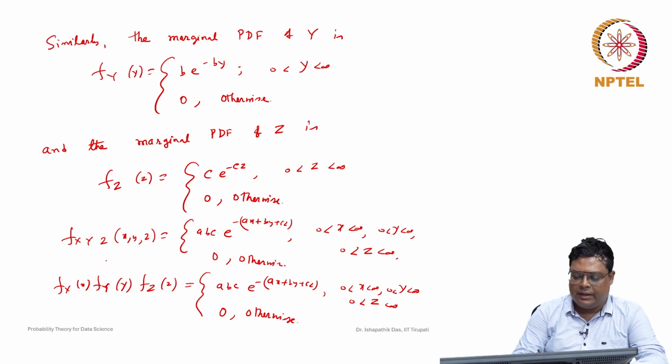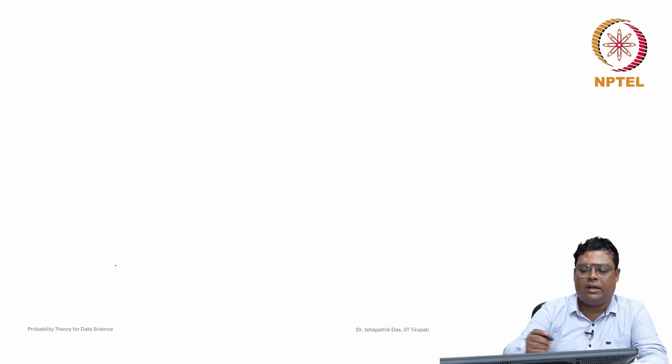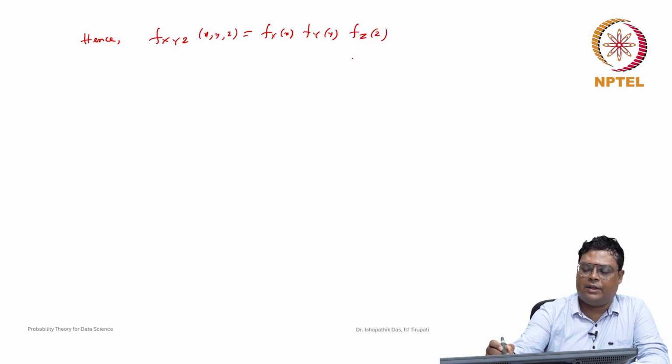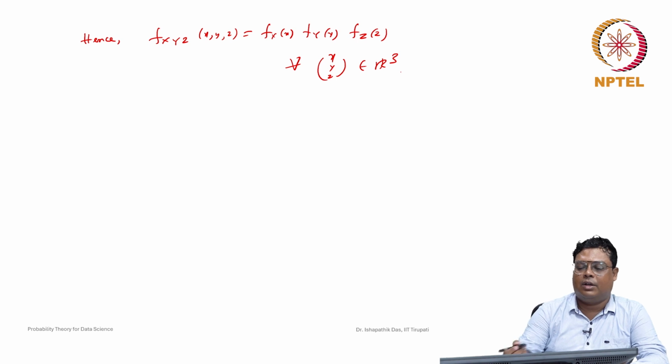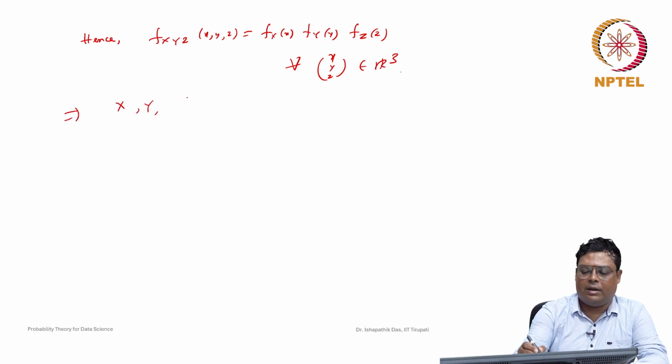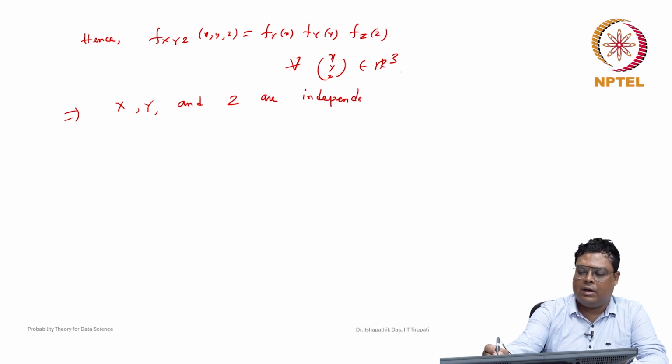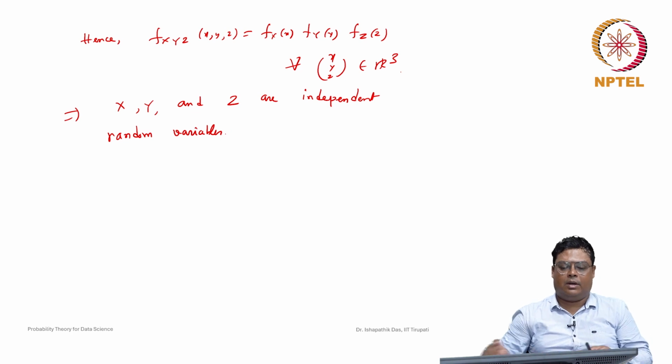Here also you can see that this is equal for all x, y, z. Hence we can say that f of x, y, z is f of x, f of y, f of z for all x, y, z belonging to R3, which implies that x, y and z are independent random variables. So this is the last question we did.